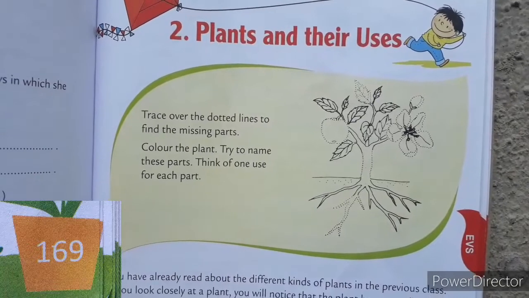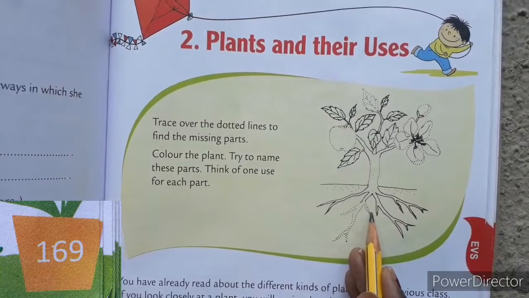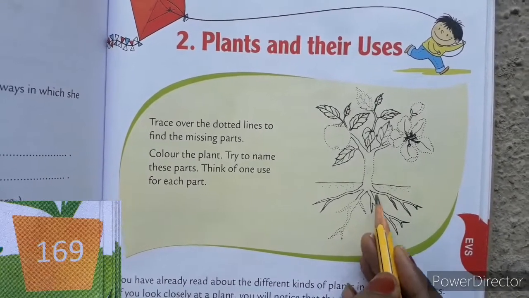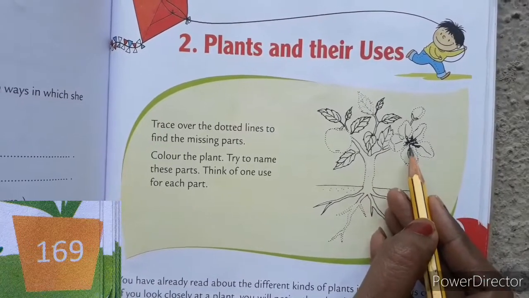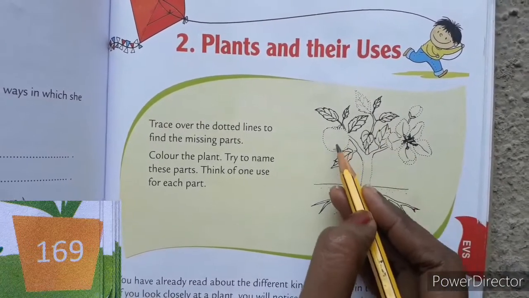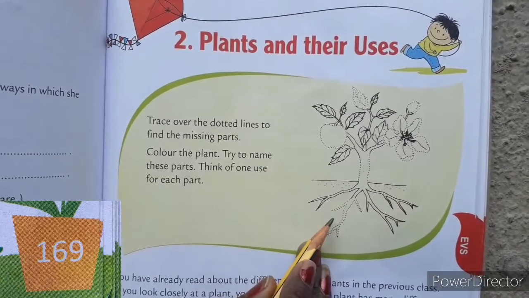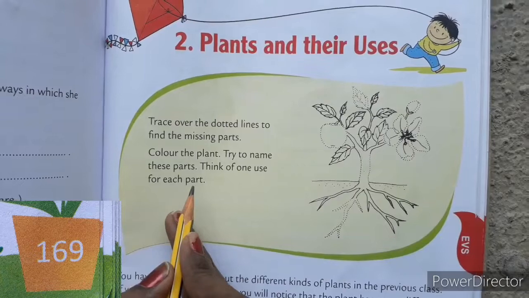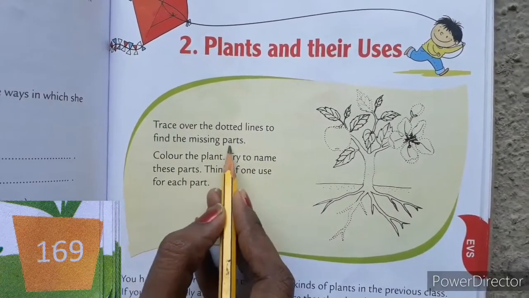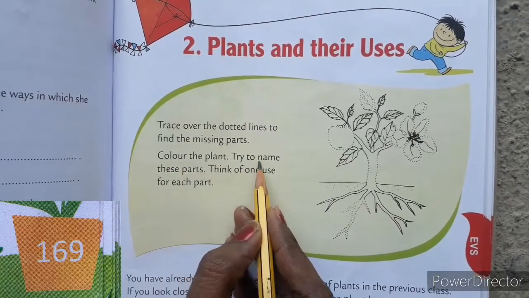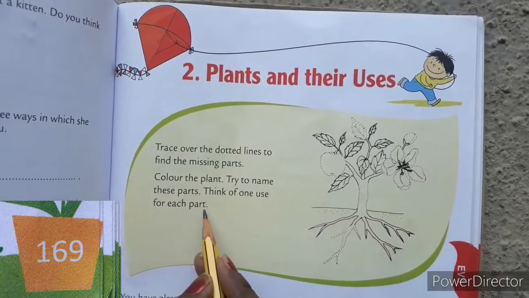Children, we learned about parts of a plant. See children, parts of a plant are roots, stem, leaf, flower, fruit. On page number 169, one exercise is there. See children, trace over the dotted lines to find the missing parts. Color the plant. Try to name these parts. Think of one use for each part.